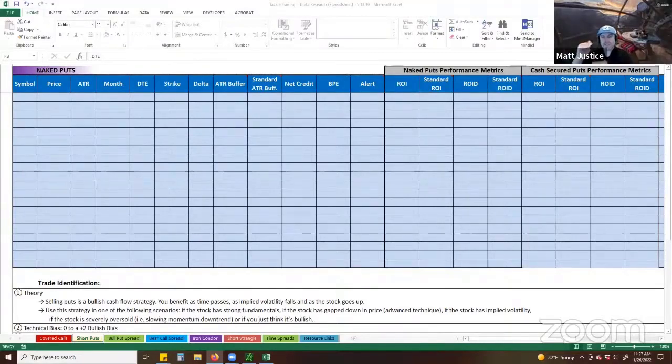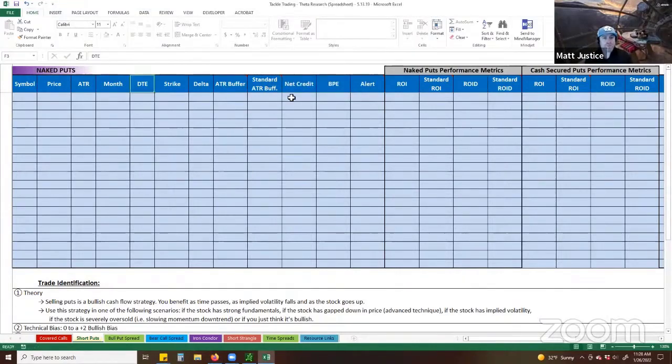Well, when you're selling a credit spread, you want to maximize the range. You want to maximize your probability. So you want to look at the ATR buffer, and that will be based on whatever number of days you have in days till expiration. That will tell you what the ATR buffer is. The standard ATR buffer, the next column over, will compare it against a 30-day number so that you can analyze this on different time frames.